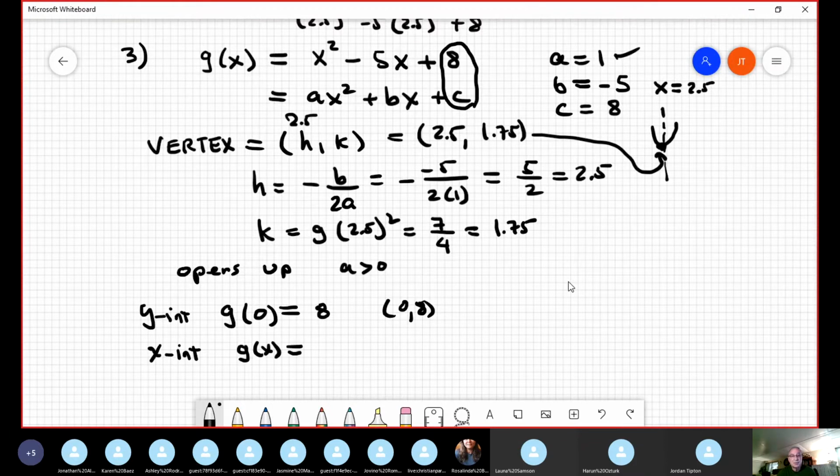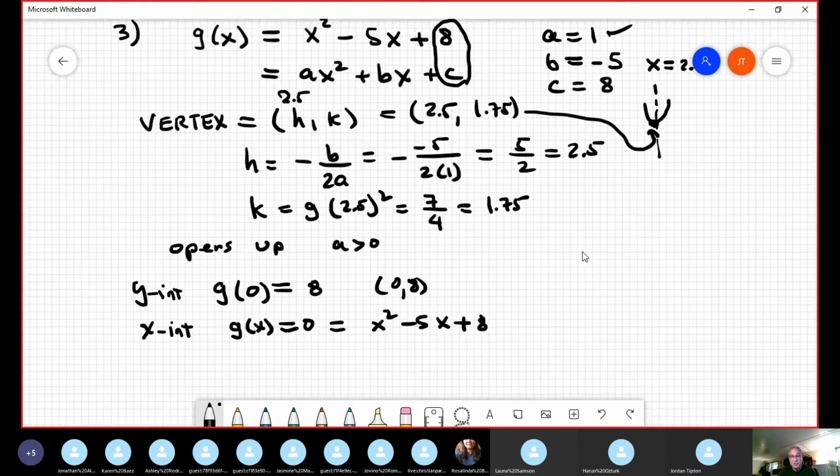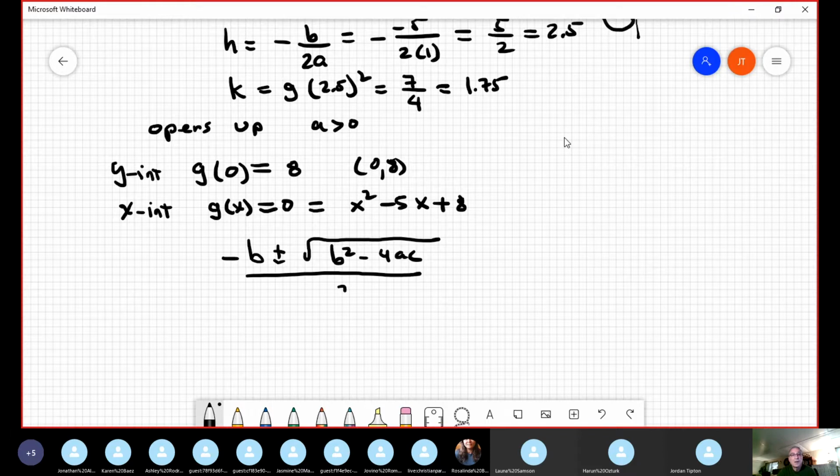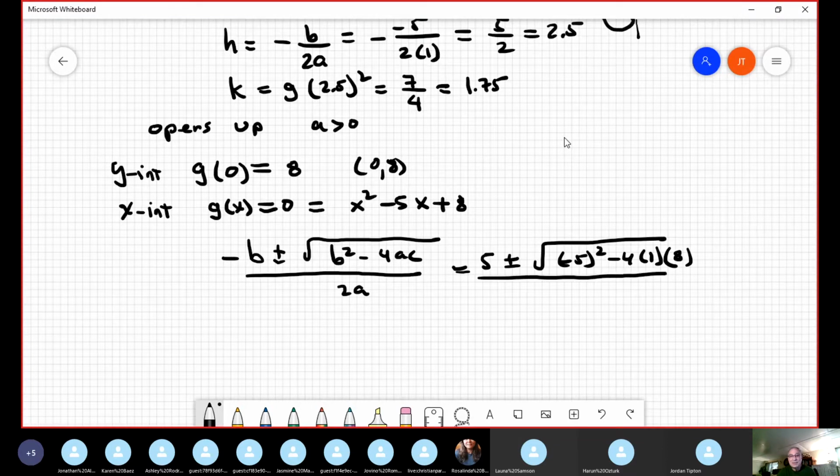Set y equal to 0. Actually, we need to solve x squared minus 5x plus 8 equal to 0. Okay. Let's do it. This is nothing for us. It's the quadratic formula: negative b plus or minus the square root of b squared minus 4ac, divided by 2a. So minus 5, double minus becomes positive, plus or minus the square root of negative 5 squared, which is 25, minus 4 times 1 times c, which is 8, divided by 2 times 1. This is 25, but this is 32.